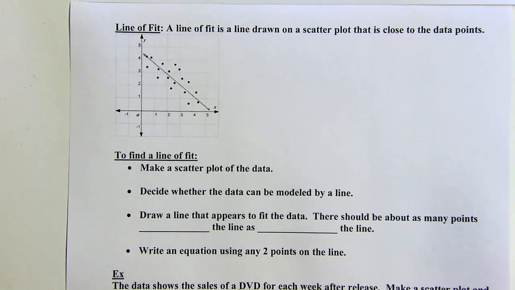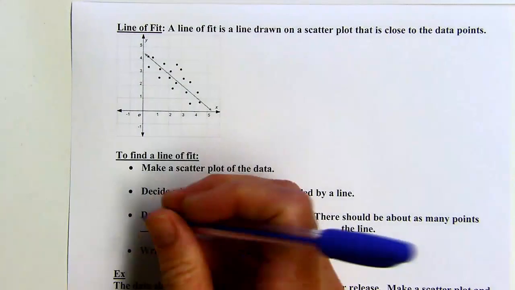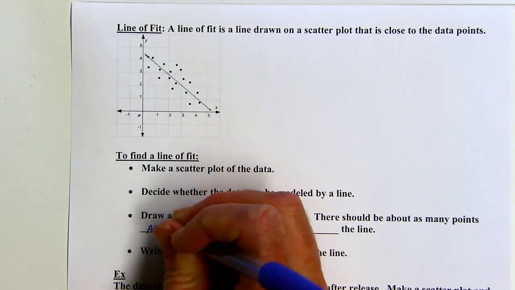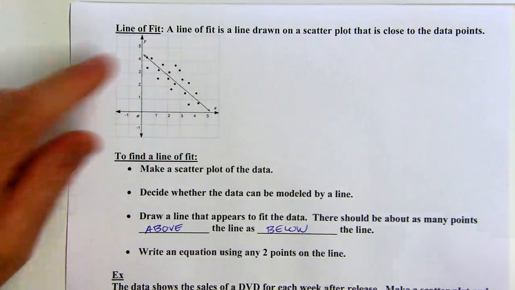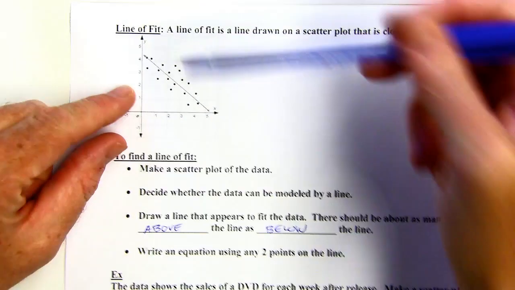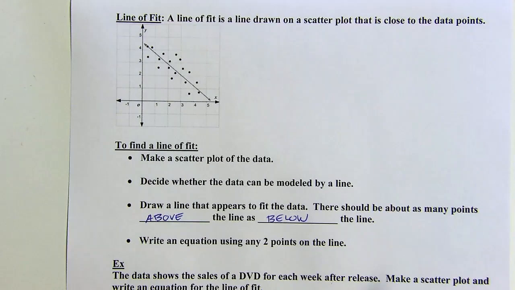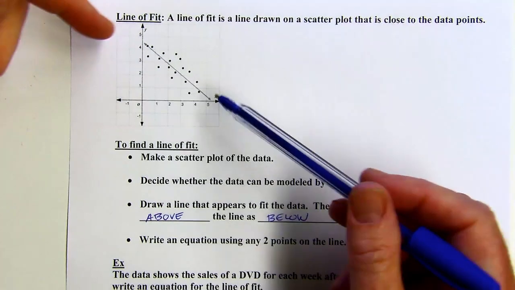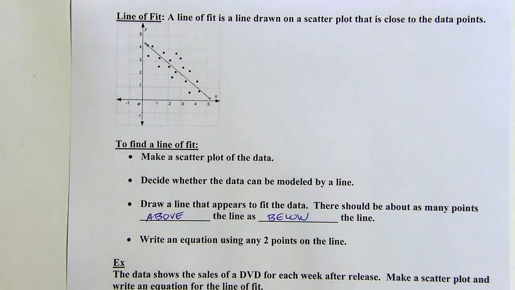So you just kind of eyeball it. You draw a line. There should be about as many points above the line as below the line. And if you look at that example, I'm not going to count them up, but it looks generally like there's the same amount of points above and below. Okay. And then if you need an equation for that line, then you would choose 2 points on the line, any 2 points on the line, to write the equation.